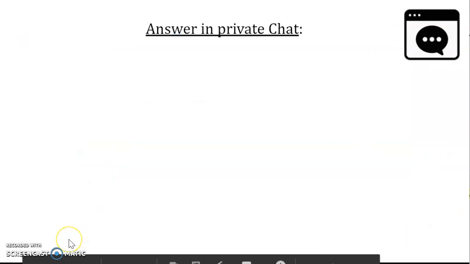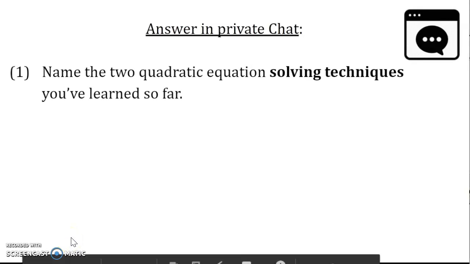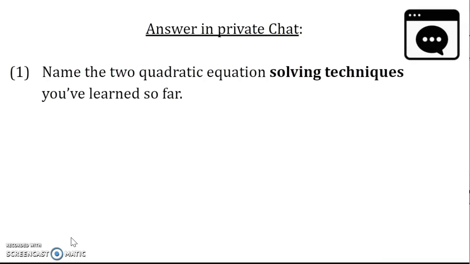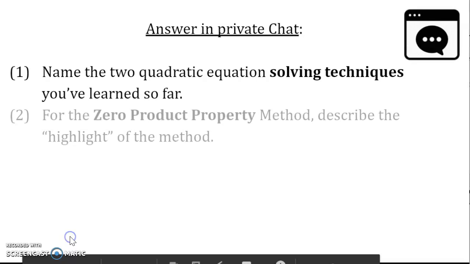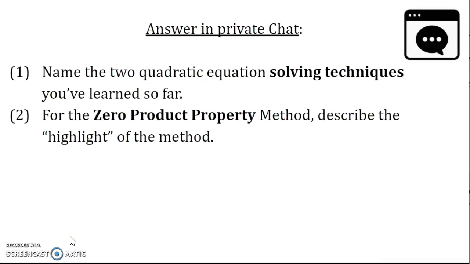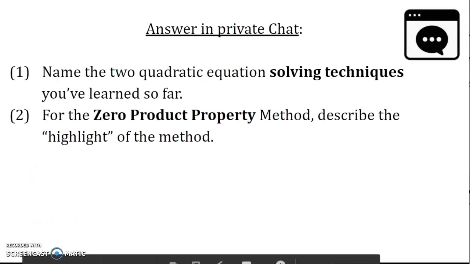Now you're going to answer in private chat for me. Name the 2 quadratic equation solving techniques that you've learned so far. In this unit we started by using 2 different solving techniques. What were they? Can you name them in private chat? They were the zero product property and solving by taking a square root.